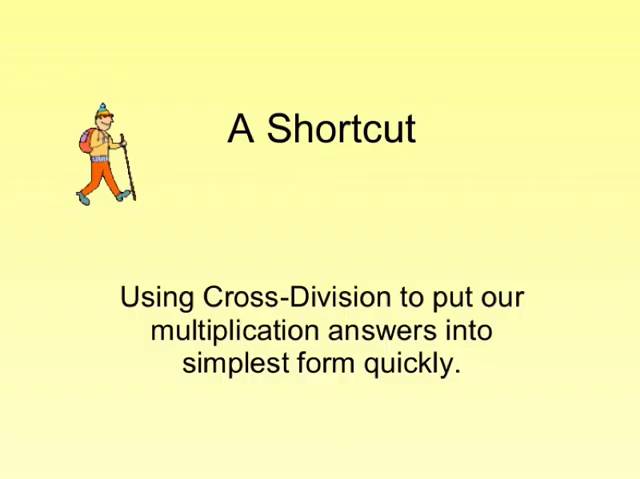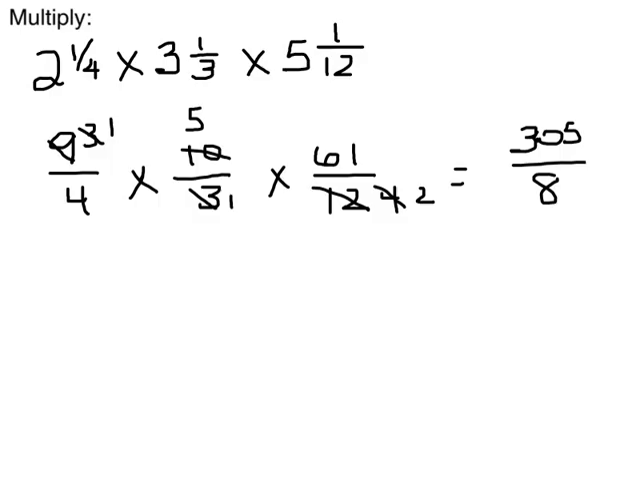Now, it's also important to remember this little shortcut using cross division or cross cancellation to put multiplication answers into their simplest form more quickly and easily. Okay, so let's get right down to it. Let's convert these mixed numbers into improper fractions.